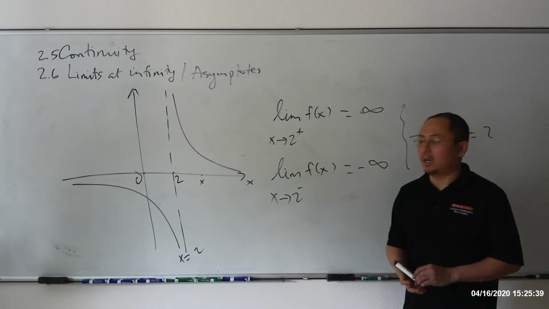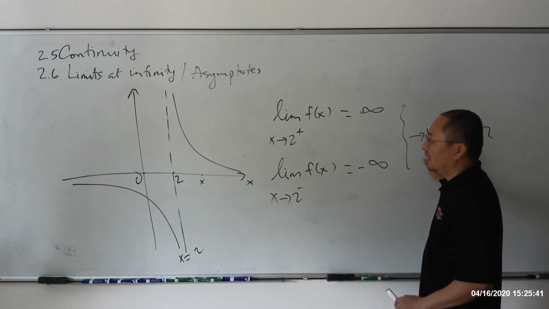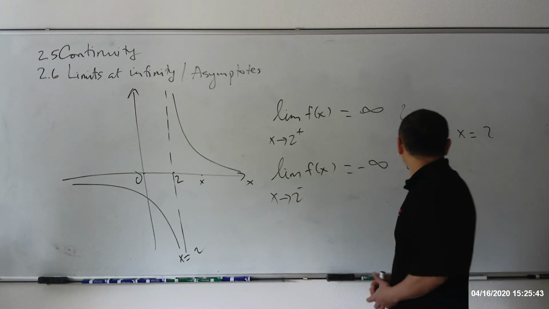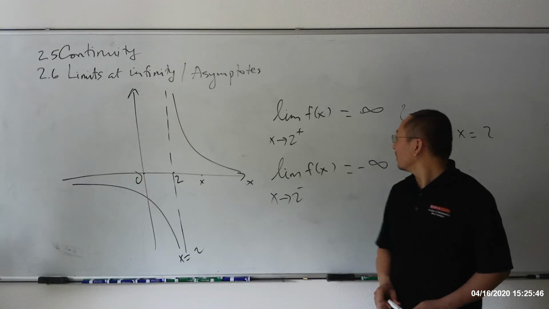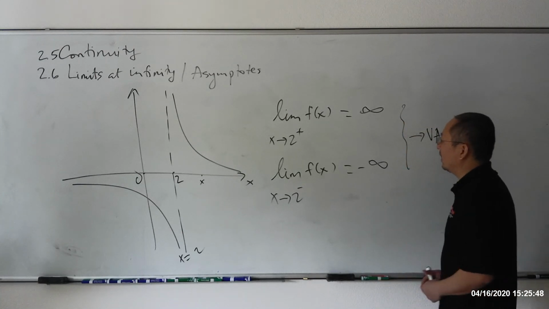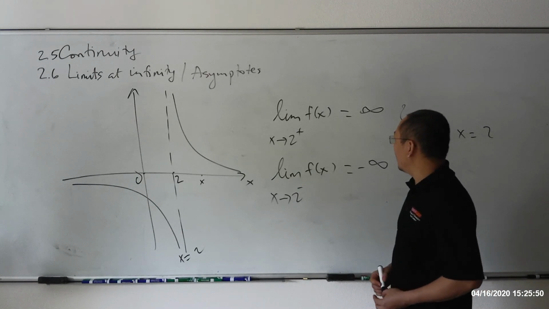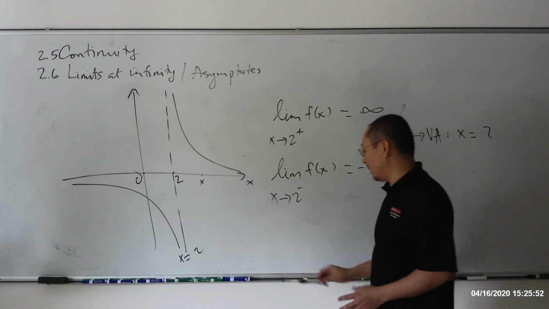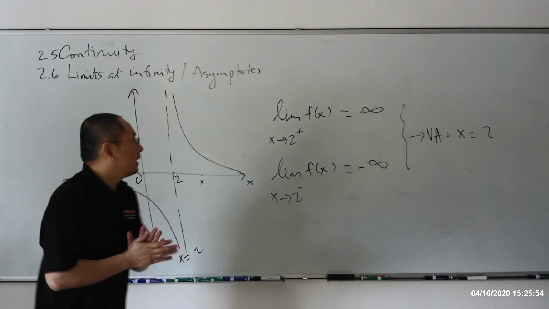And I claim that you only need one of those two conditions to say that the graph will have a vertical asymptote at x equal to 2. Okay, and of course you can write the epsilon delta definition for this as well. The same thing as what we wrote before.